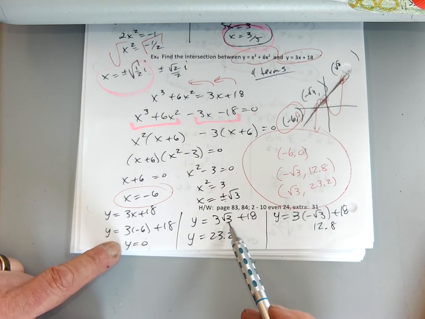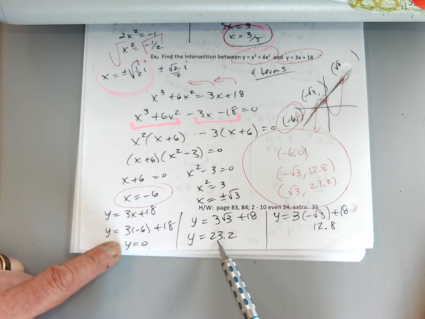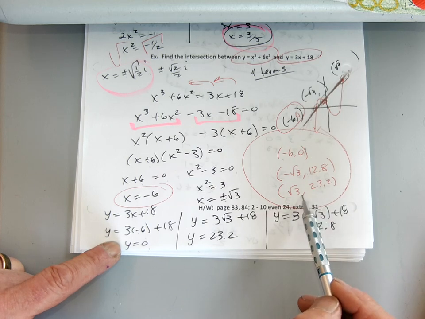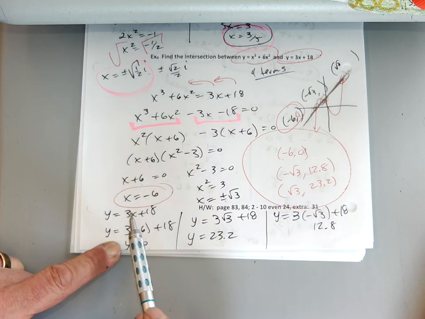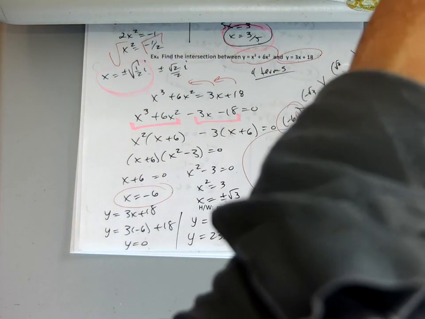I plugged in the square root of 3, okay, into this equation. And I got 23.2, okay. And then I plugged negative square root of 3 into this equation. I got about 12.8, okay. So that's what I have for today. If you have any questions, come see me.